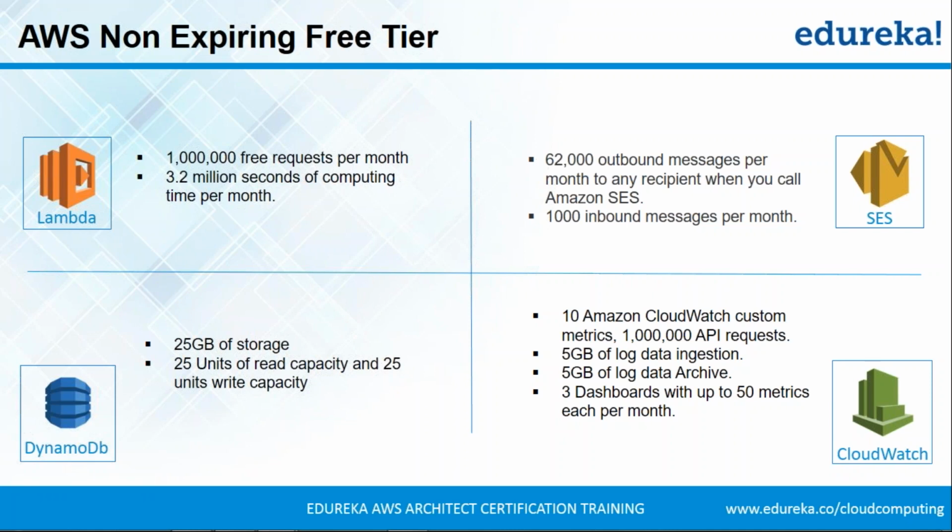Next up, you have 5 GB of log data ingestion, which means it can process up to 5 GB of log data for free, and it can also archive your log data up to 5 GB for free. Then you have 3 dashboards with up to 50 metrics each per month. So you can configure up to 50 metrics in each of 3 dashboards per month. All right, so this is a non-expiring free tier, guys. You have this kind of facility every month in CloudWatch. So guys, any questions related to the services that we just discussed in the non-expiring free tier?